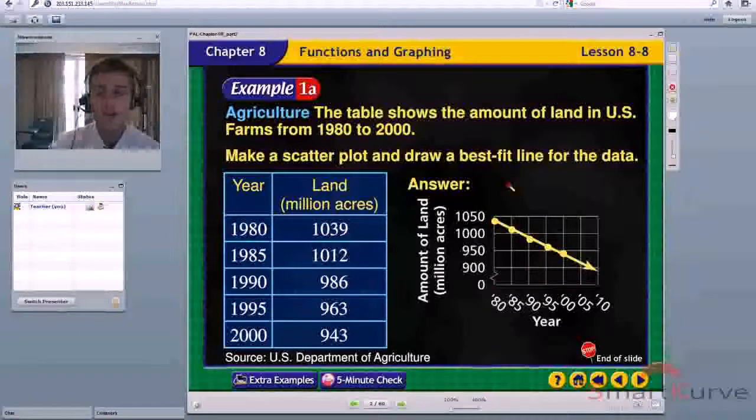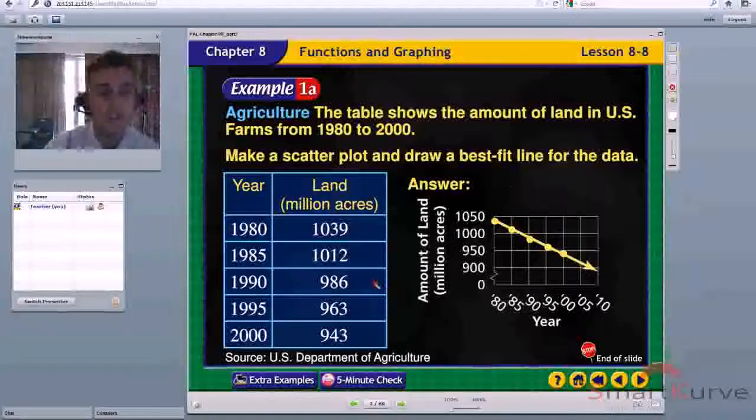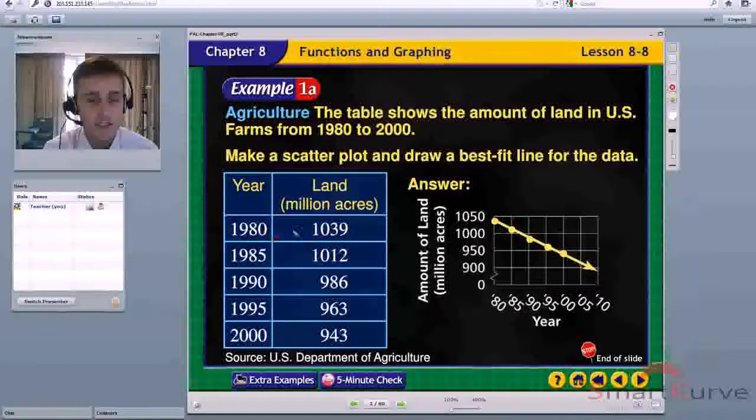Okay, functions and graphing, lesson 8/8. The table shows the amount of land in U.S. farms from 1980 to 2000. Make a scatter plot and draw a best fit line for the data.